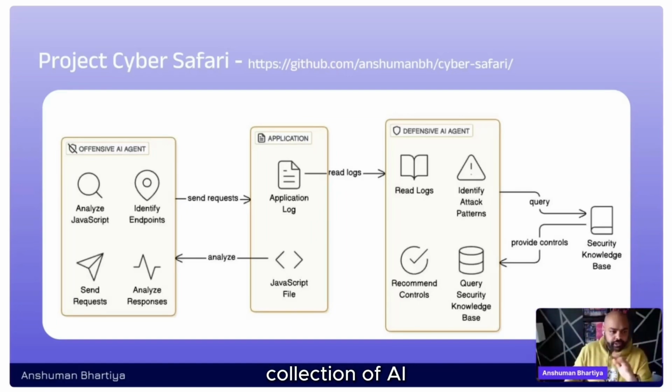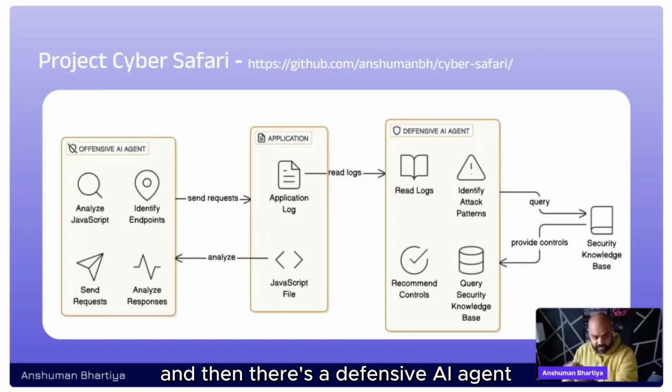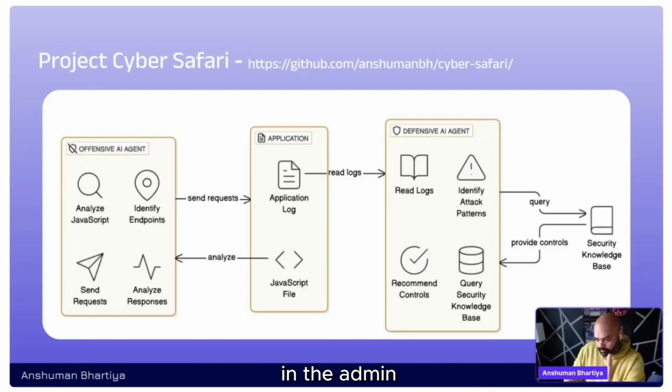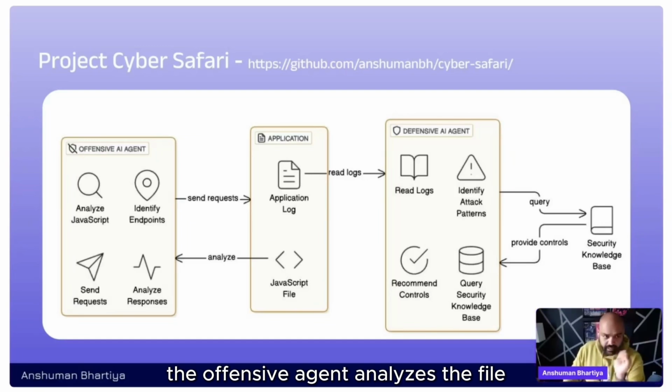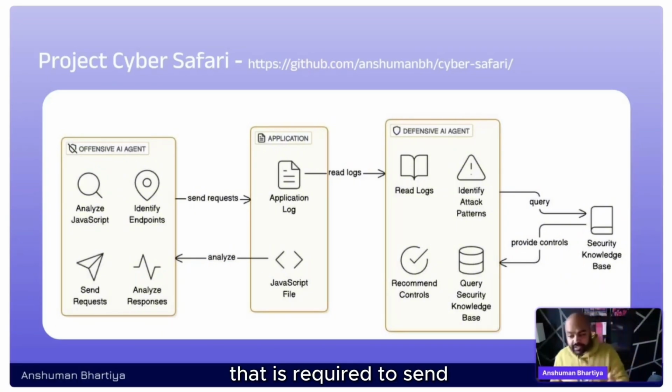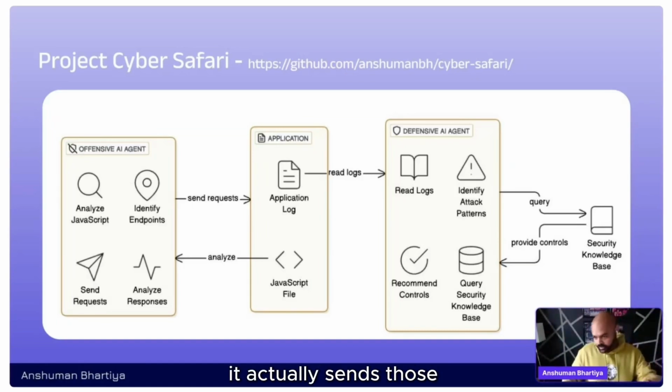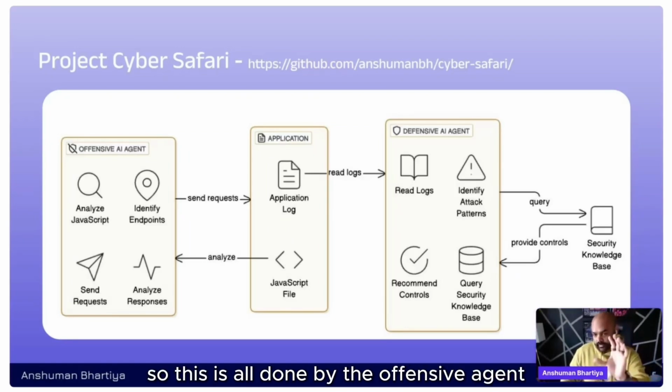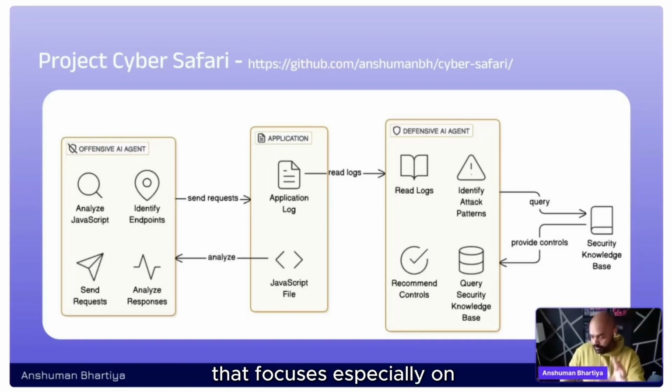So you can think of it like a collection of AI agents as shown in this architecture. There's an offensive AI agent, and a defensive AI agent, and there's the vulnerable application in the center, which is serving the malicious JavaScript file. The offensive agent analyzes the file. It identifies endpoints, headers, cookies, anything else that is required to send successful requests to this application. After that, it actually sends those requests and analyzes the response to determine if the app is vulnerable or not. This is all done by the offensive AI agent that focuses especially on analyzing the JavaScript file.